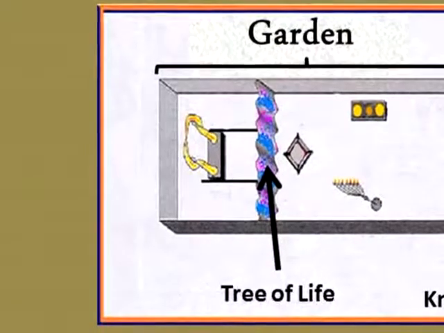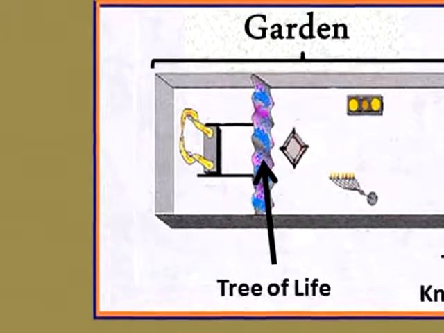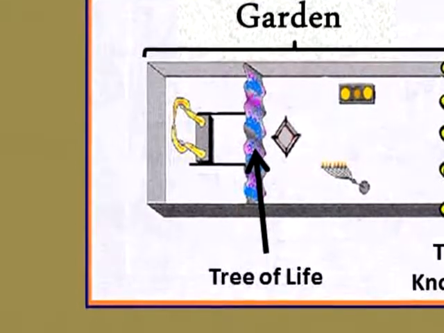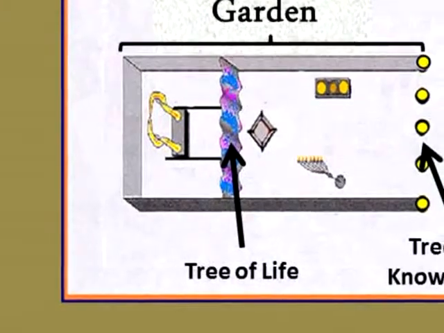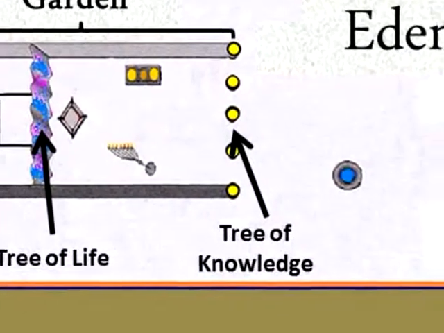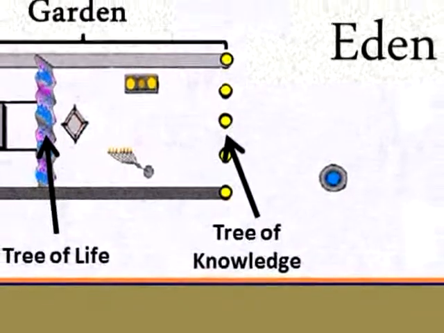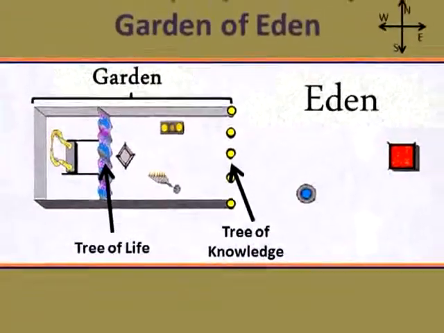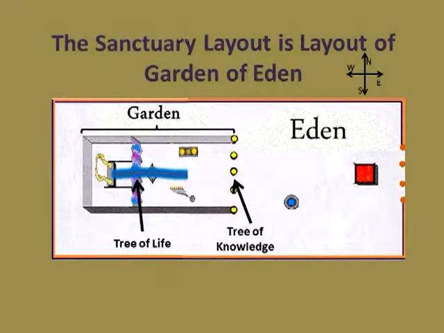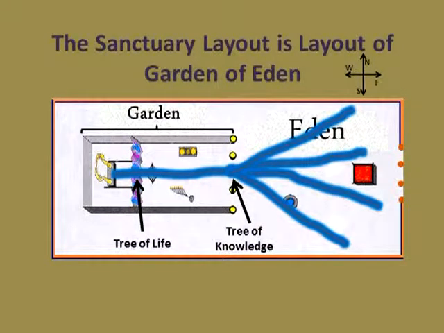Remember the names of the doorway? You had the way, the truth, and the life. Well, remember in the Garden of Eden, there were two trees. You had the tree of life, and you had the tree of knowledge. So here you've got the way, the truth, or the knowledge, and life. We also know from the Garden of Eden that a river flowed out of the garden, and when it flowed out of the garden, it split into four, and it watered the whole earth.